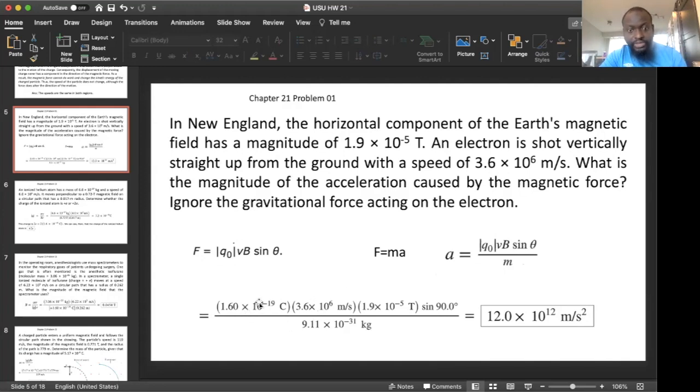So we'll put our Q, it's an electron with that charge. So it's the magnitude, so we won't put a minus sign. If they want us to get the direction, then we have to use our cross product or right-hand rule, if you like, to solve the problem. So we just put the charge magnitude 1.6 times 10 to the negative 19 times the speed 3.6 times 10 to the 6 that's given, times the magnetic field in Tesla that's given here, 1.9 times 10 to the negative 5, over the mass of an electron, 9.11 times 10 to the negative 31 kilograms, and that solves the problem to give you the acceleration right here.